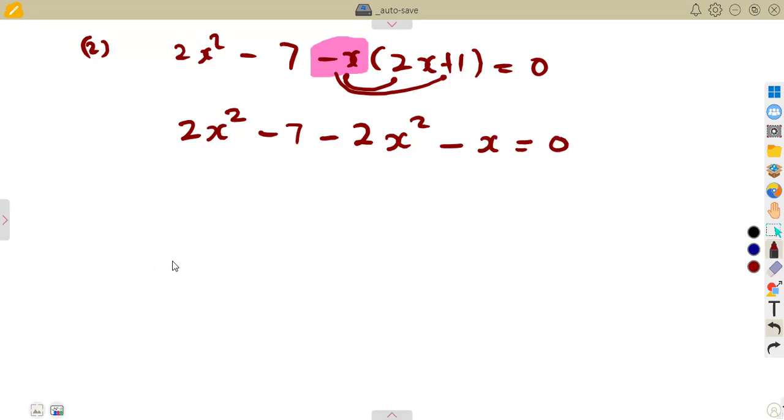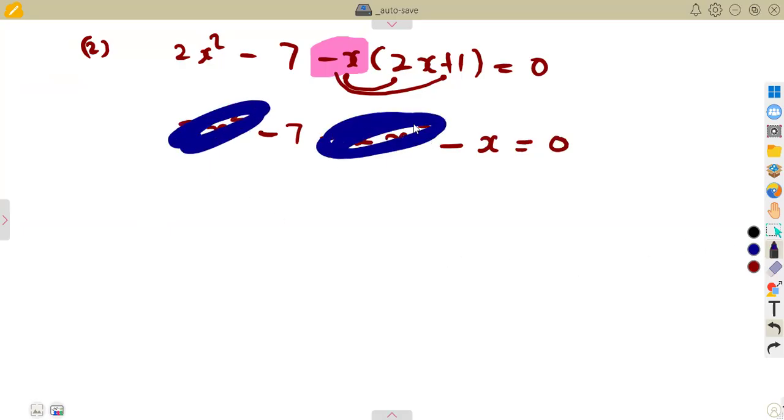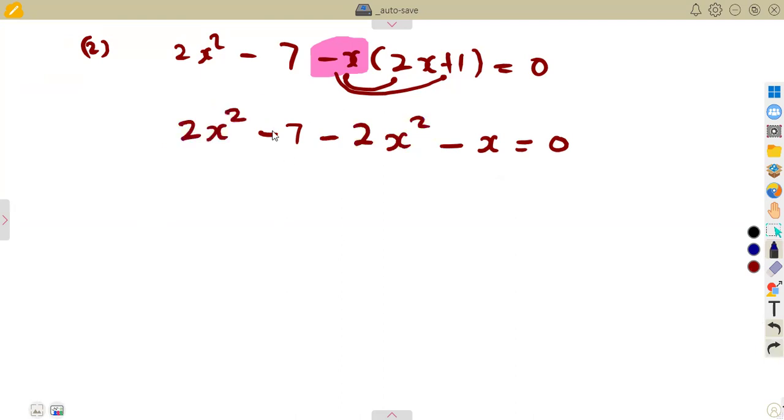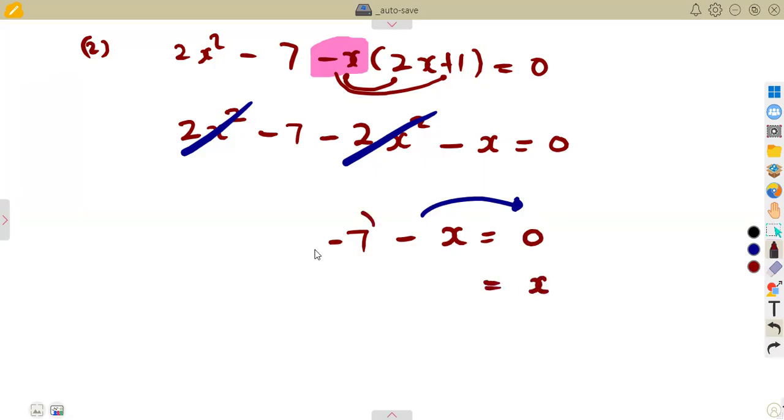So considering the left-hand side, we can see that they are like terms, 2x squared minus 2x squared. So this will cancel. 2 minus 2, that's a 0. So this is automatically out. So you're just left with minus 7 minus x, which is equal to 0. So what is the value of x? You can just take advantage. It's a negative x here. So if I transpose it this side, it becomes a positive x. So x will be equal to what? To the minus 7. That is it.